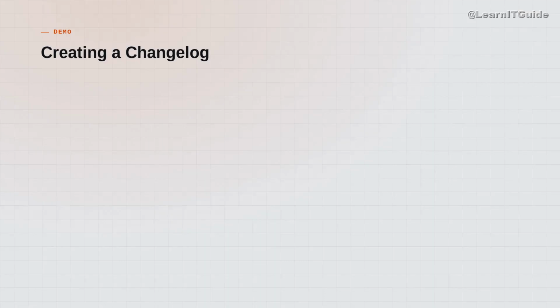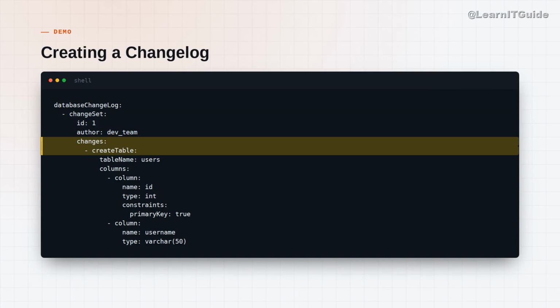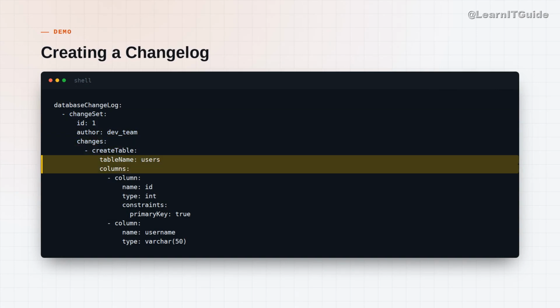Perfect. This is a basic YAML changelog. We define a change set with a unique ID and author. Under the changes key, we specify the create table action. We define the users table and its columns. This declarative approach is much safer than raw SQL because Liquibase understands what the change is meant to do, which allows it to handle rollbacks automatically later.